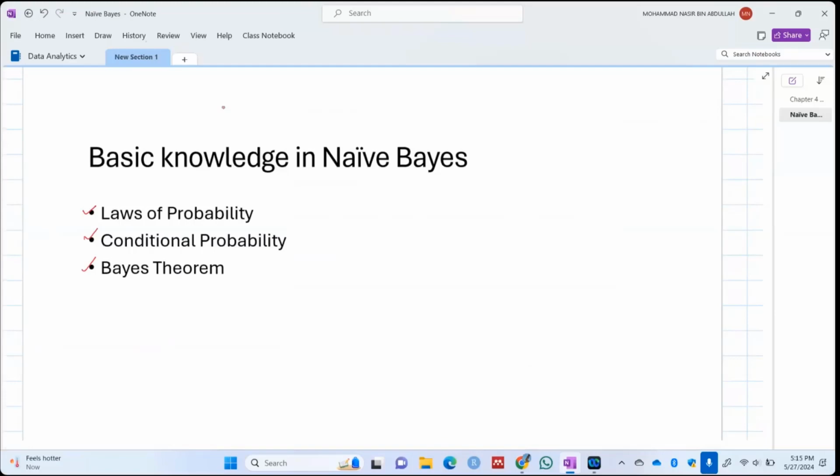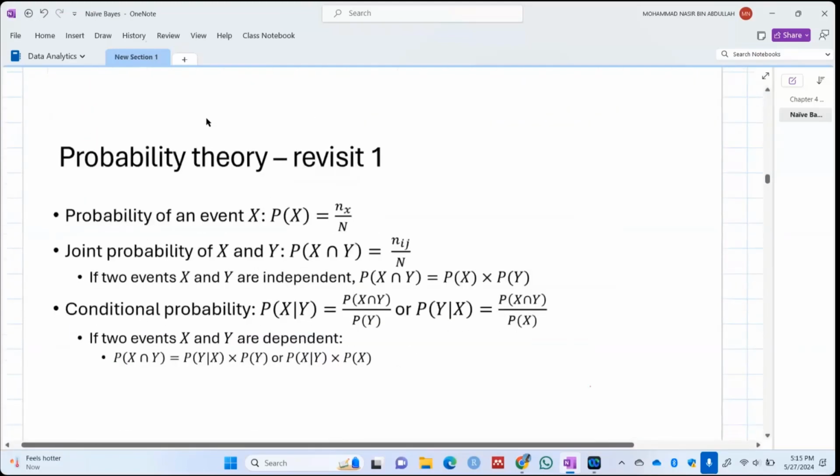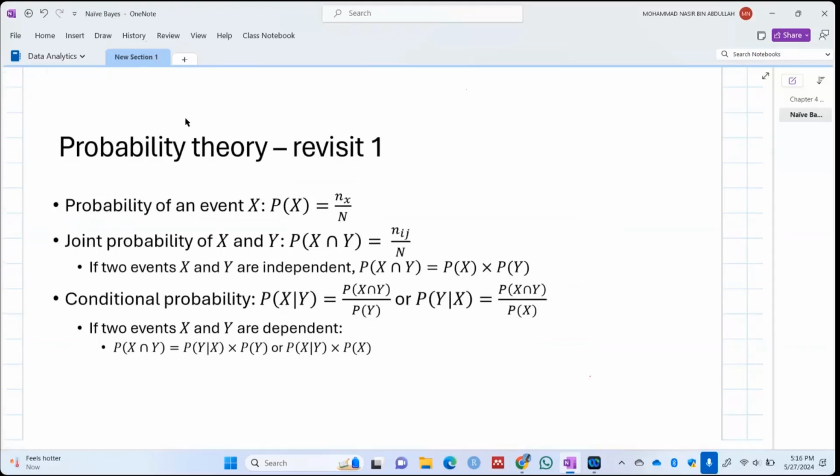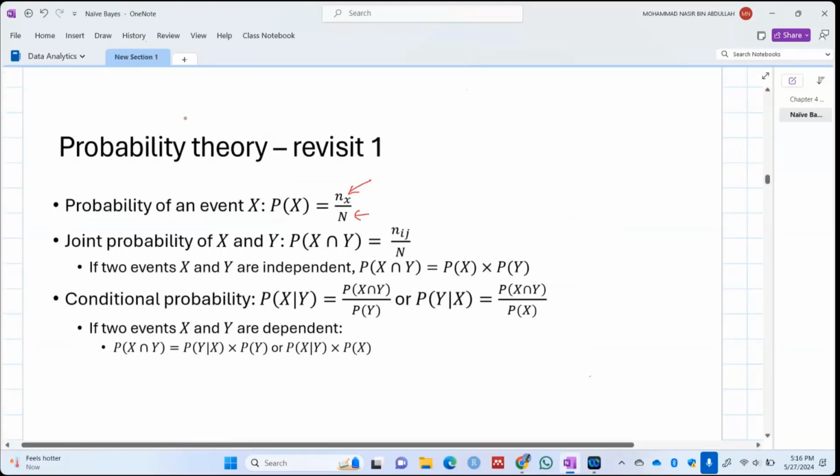Okay? So, the law of probability. Let's revisit the probability law. I think you already learned this previously. The probability of an event, let's say the event is X, is calculated by the number of outcomes in X divided by the total number of outcomes. So this is the probability of X. Normally the symbol is P(X), or in some books PR(X).